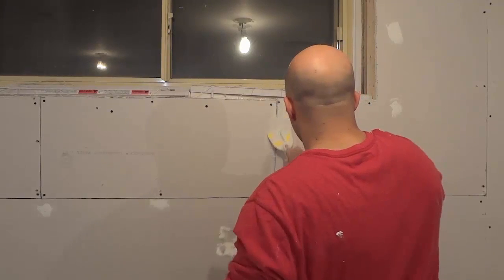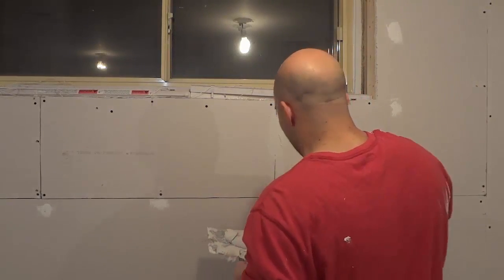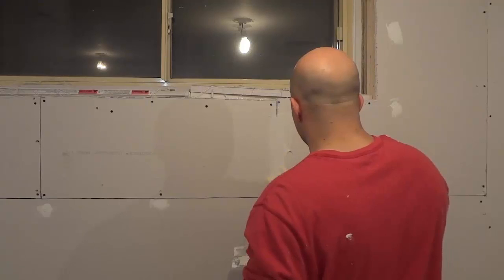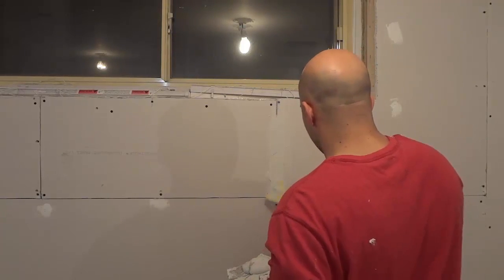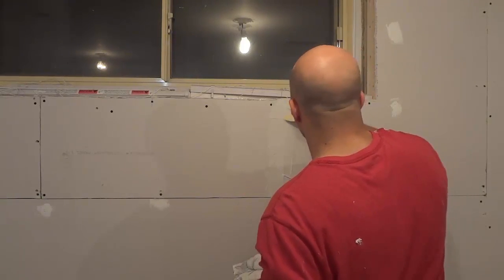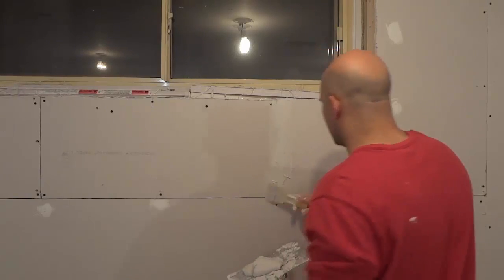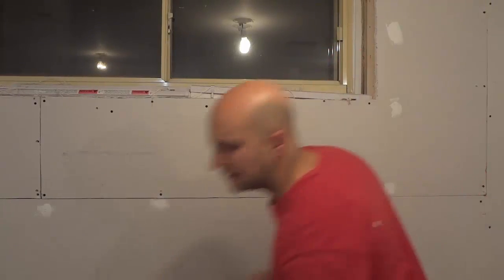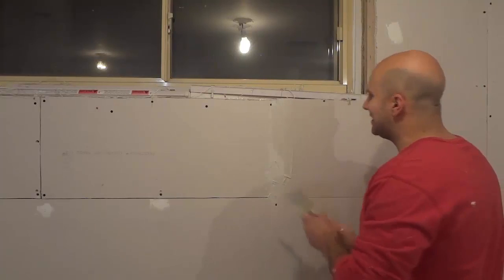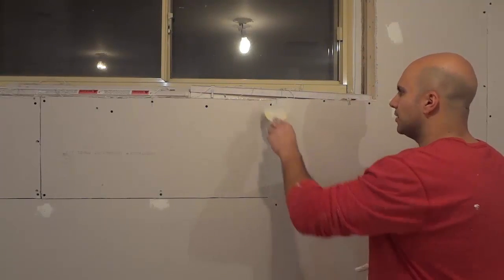I'm just gonna put some mud on this tape right here. And when you start off putting the mud, it's okay to go thicker, but you need to thin it out before you finish, okay? So right now I just put the mud on the drywall. I did a really messy job. But now I'm gonna take my knife and I'm gonna thin it out.